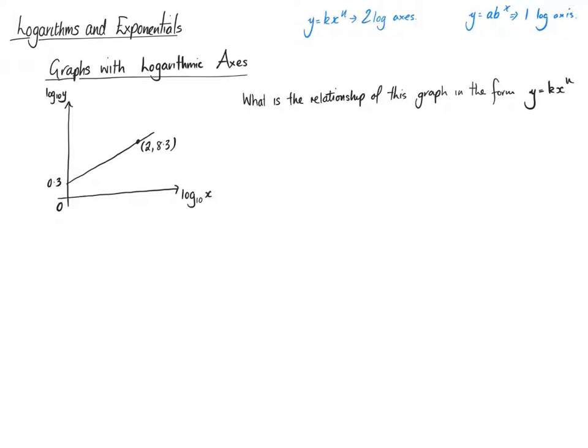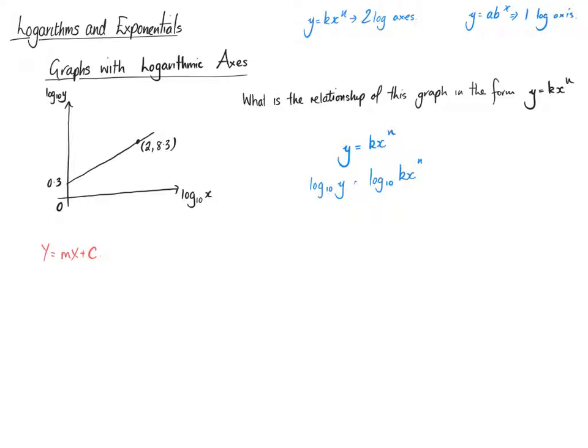Okay, so the first place to start is with our y equals kx to the n. We have a straight line, so we're aiming for something like our straight line equation, a little bit like y equals mx plus c. When we do that, that is going to help us quite a lot. So we can rearrange this equation. If we take the log to the base 10 of both sides, we get log to the base 10 of y is equal to log to the base 10 of kx to the power of n.